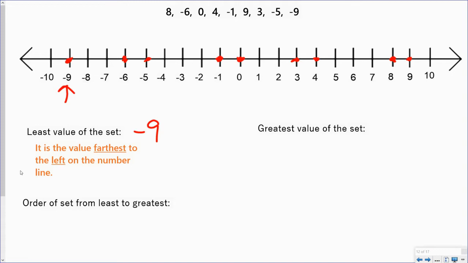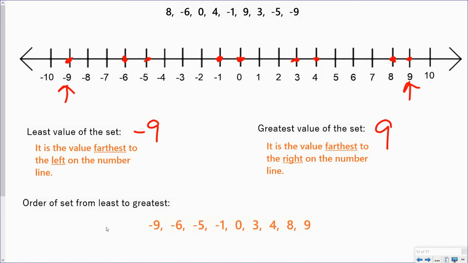And remember, as we go farther left, the values decrease. So what is the greatest value of the set? Well, that would be 9. And why is it 9? Well, because we know that the farther right we go on the number line, the value increases. And so if we want to put these in order from least to greatest, we would go -9, -6, -5, 0, 3, 4, 8, and 9.